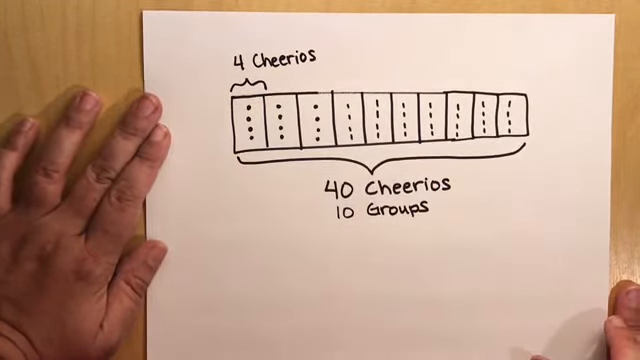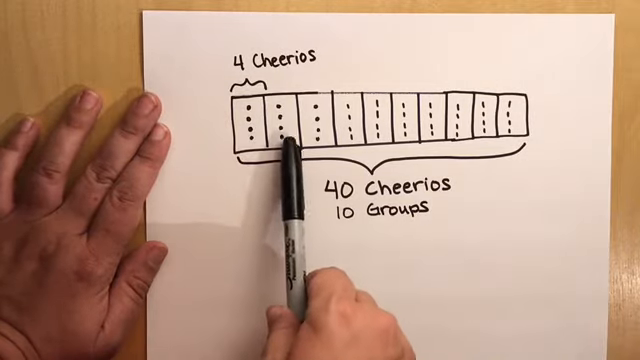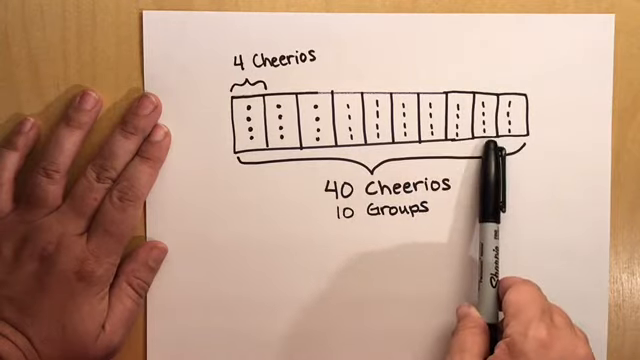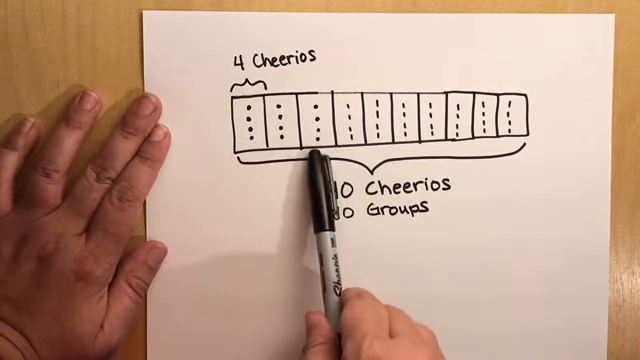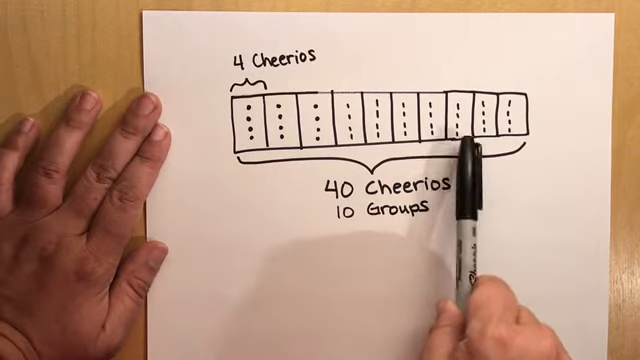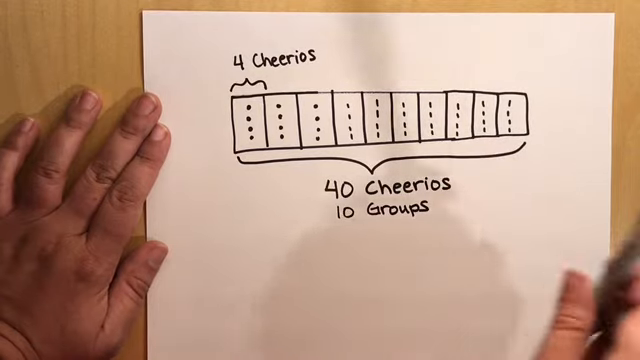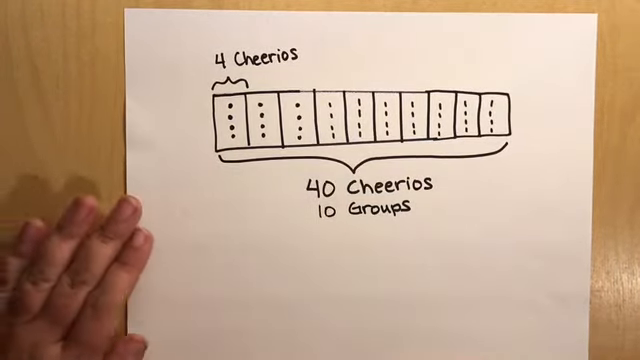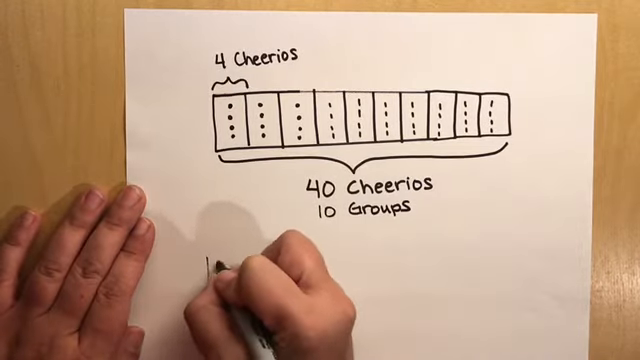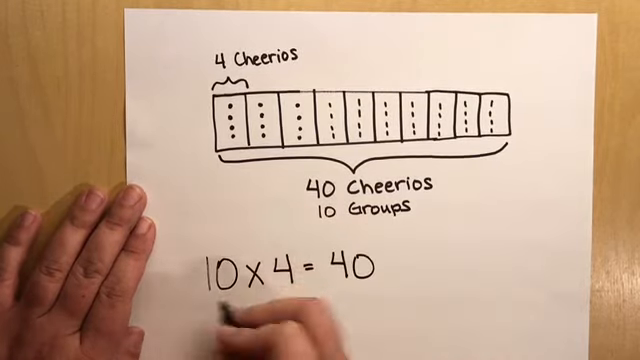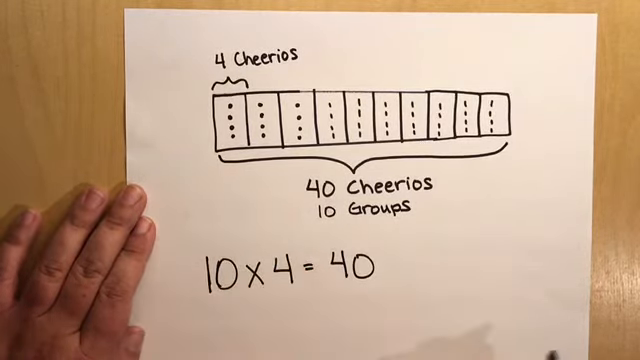Let's use our tape diagram to count by 4s. 4, 8, 12, 16, 20, 24, 28, 32, 36, 40. Excellent. Our last step is to write a multiplication equation for our tape diagram. So I have 10 groups of 4 to equal 40 total items or Cheerios. You could also write it the other way because of the turnaround rule.